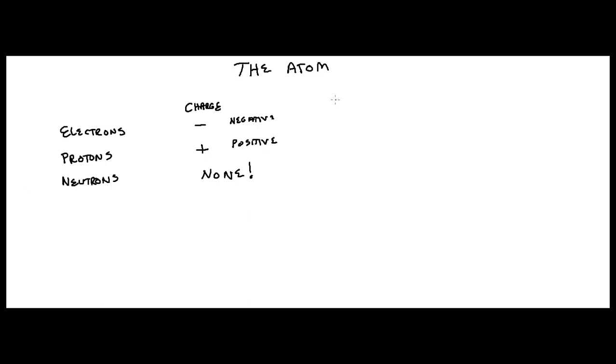Now let's look at the location real quick. Where do you find these in the atom? Well, these electrons, I was going to say spinning, but I'm going to say, on the outside. All right, and you'll understand that later. But the protons and the neutrons, these are both located in what's called the nucleus.